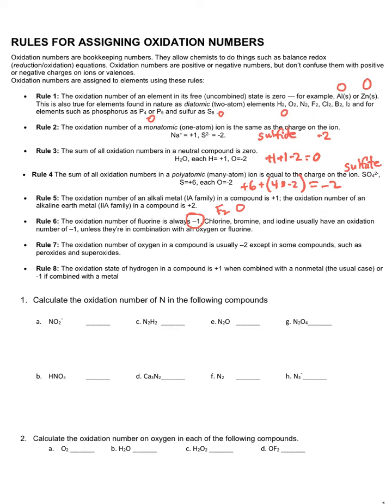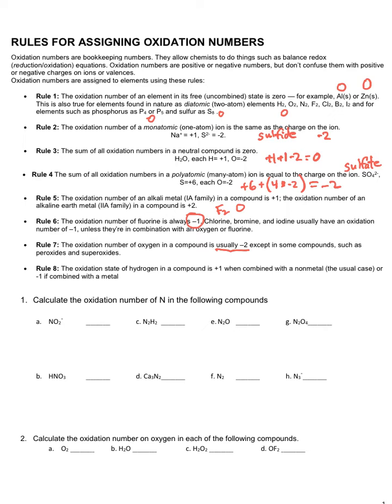Rule number 7. The oxidation number of oxygen in a compound is usually -2. There are some exceptions. A few compounds are known as peroxides or superoxides. And we'll see some examples of that in the next video.